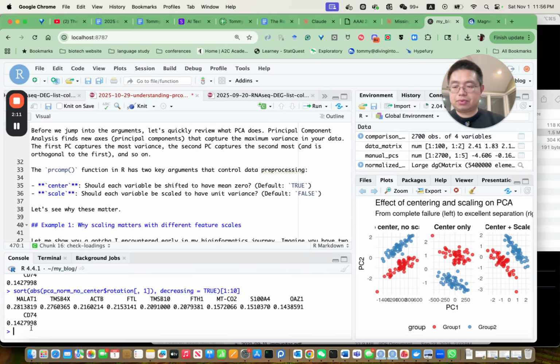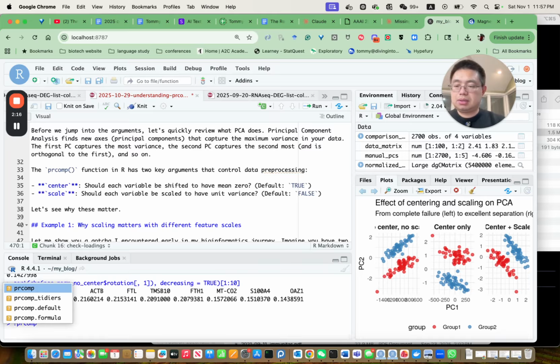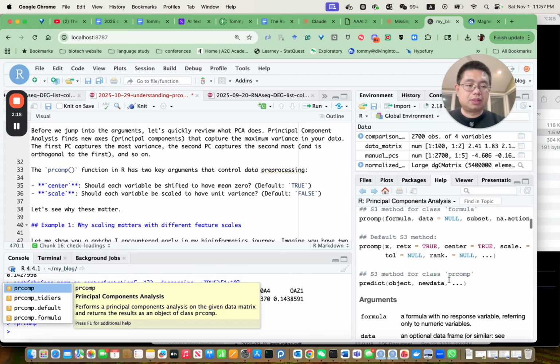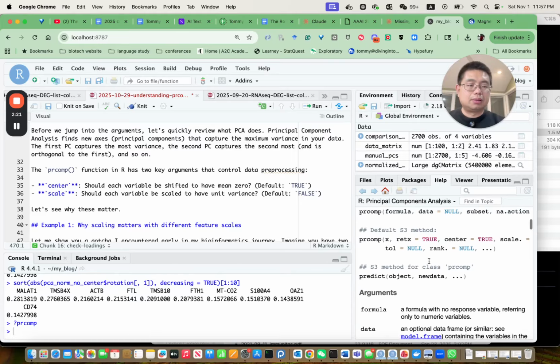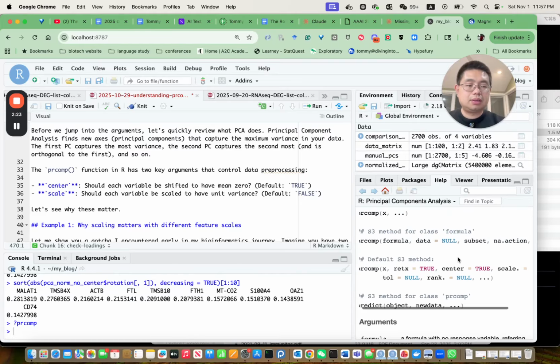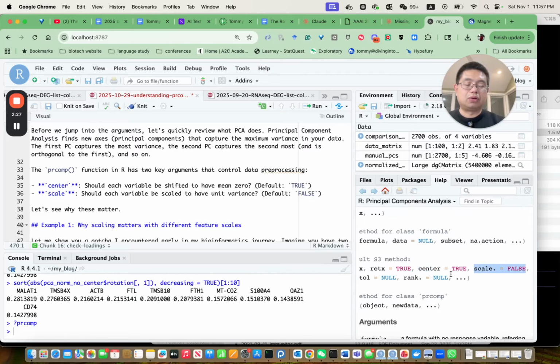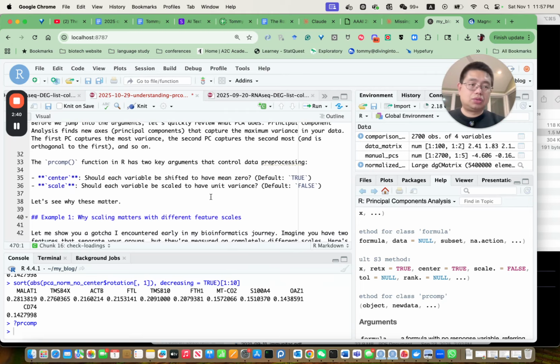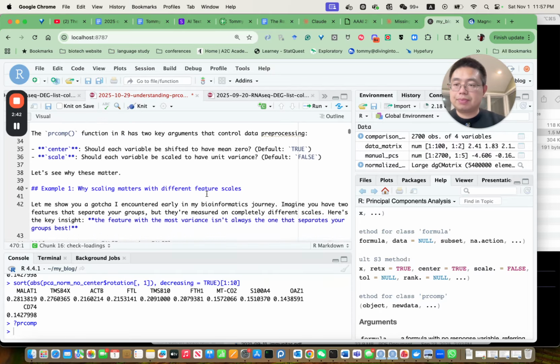If you type ?prcomp, you will see these two arguments. Center is actually true by default, and scale is false by default. When we say scale or standardization, it means X minus the mean, mu, divided by the standard deviation.